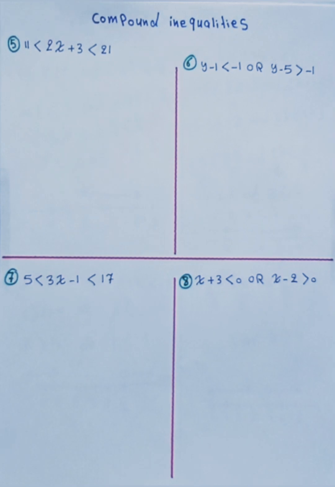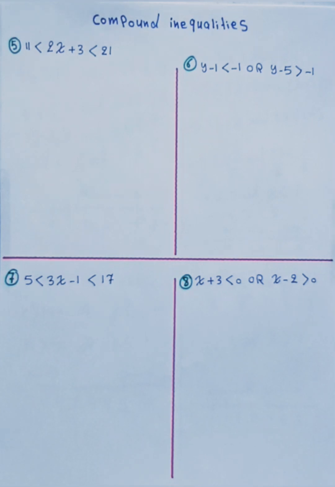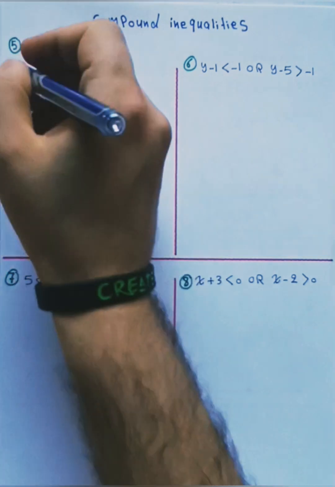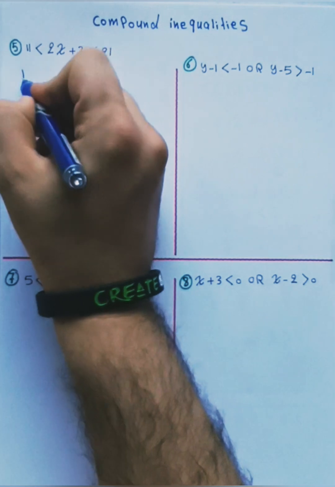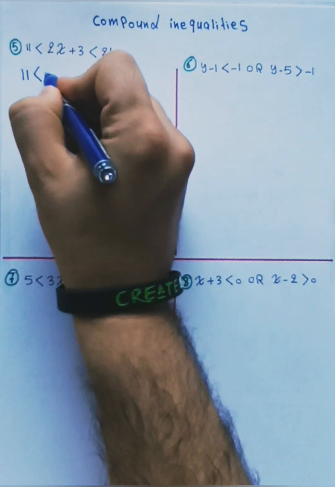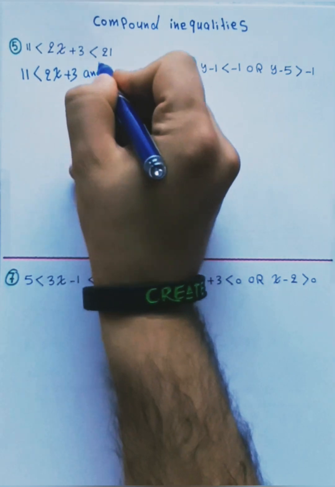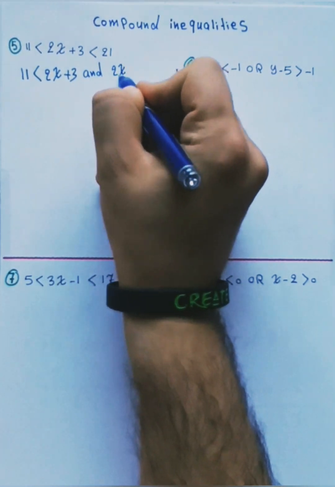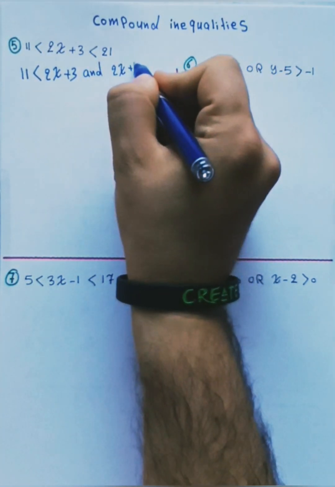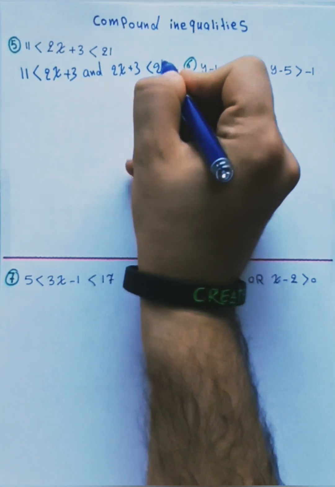Example number 5, you have 11 is less than 2x plus 3 is less than 21. First, we can separate the inequalities and then connect them by and. After that, we have to solve each inequality apart. So we have 11 is less than 2x plus 3, and 2x plus 3 is less than 21.